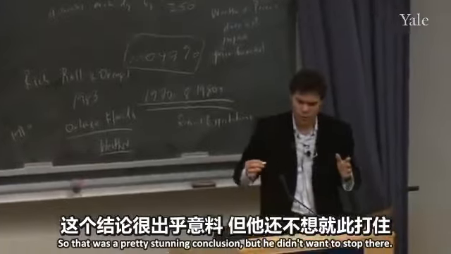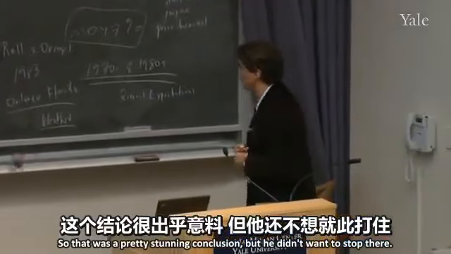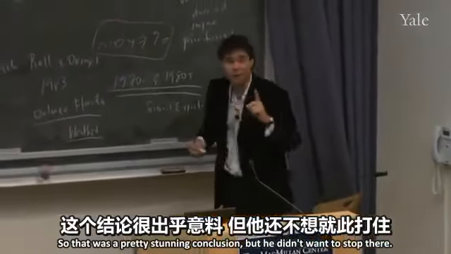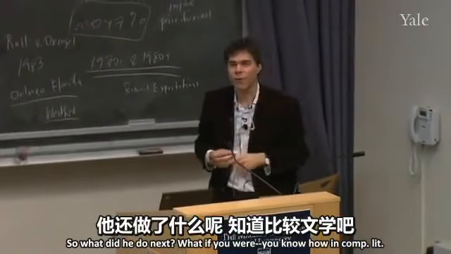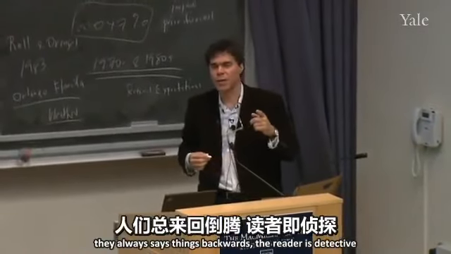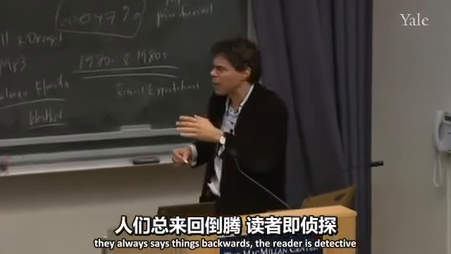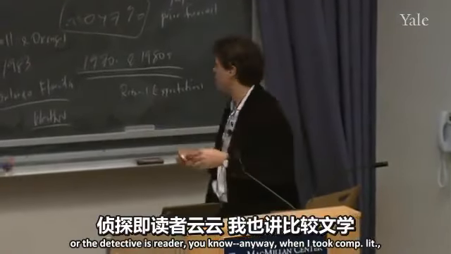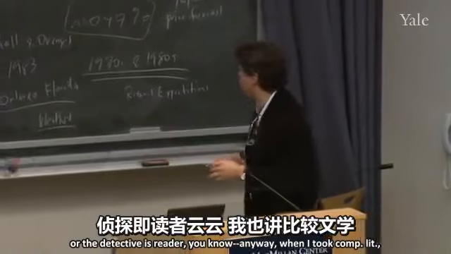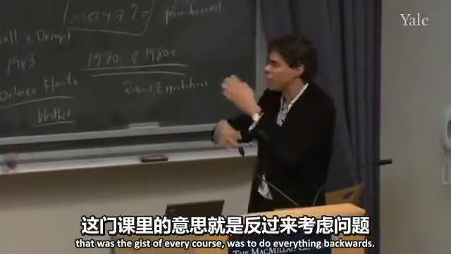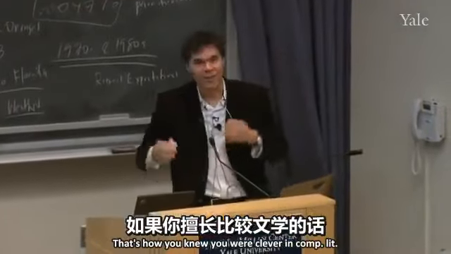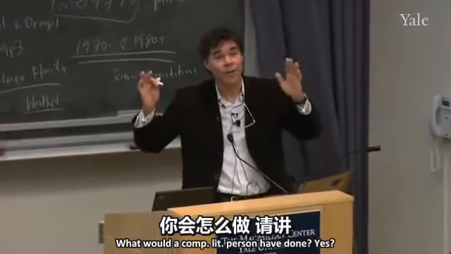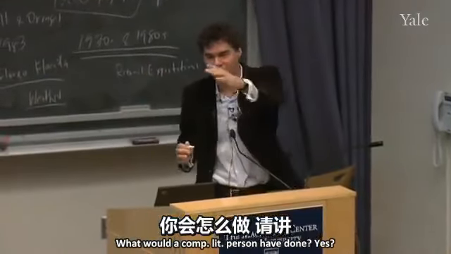So that was a pretty stunning conclusion, but he didn't want to stop there. So what did he do next? What if you were, how in comp lit they always say things backwards, the reader is detective or the detective is reader. When I took comp lit, that was the gist of every course, to do everything backwards. So that's how you knew you were clever in comp lit. What would a comp lit person have done?